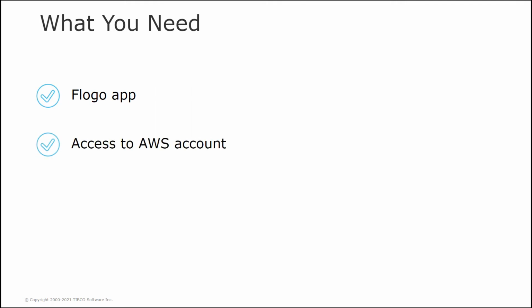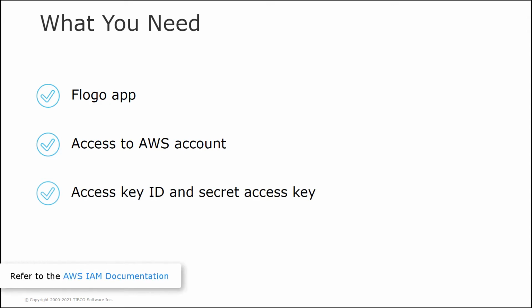Here's a checklist of everything we need before we start. The first is the Flogo app that you want to deploy. On the AWS side, you need an active AWS account. You also need the access key ID and secret access key. You can get this from the AWS IAM dashboard. Make sure that you have any other configuration data required for your AWS account.